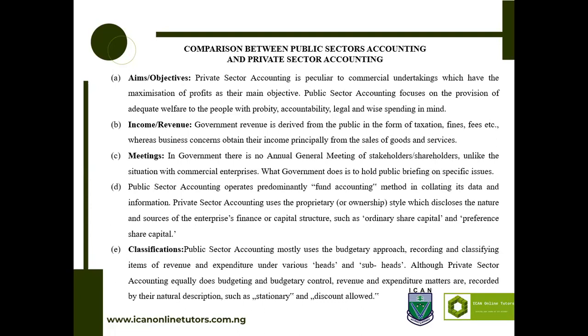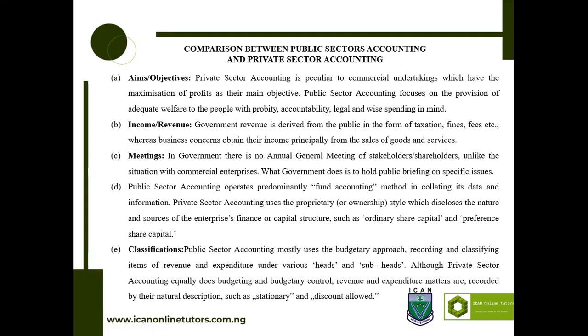Now let us move on to differences between public sector accounting and private sector accounting. Any questions so far before we proceed? No questions, sir. Okay.